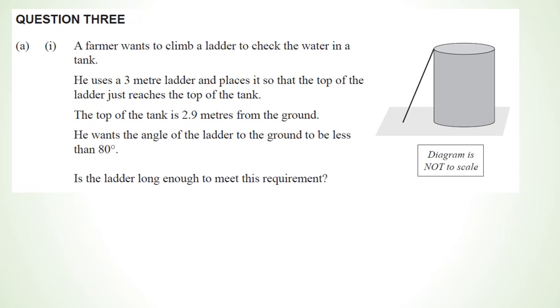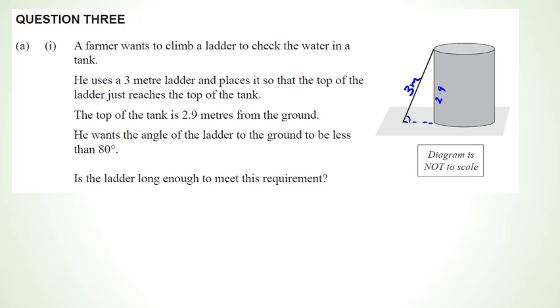All right, guys, so in this question, you've got a farmer that's using a 3-meter ladder. So that's 3 meters there. The top of the tank is 2.9 from the ground. So that distance is 2.9 meters. He wants the angle of the ladder to be less than 80 degrees. Okay, so we know that that's 2.9, which is the height. And so we need to figure out what this little angle is going to be. So we're going to use SOHCAHTOA for this.